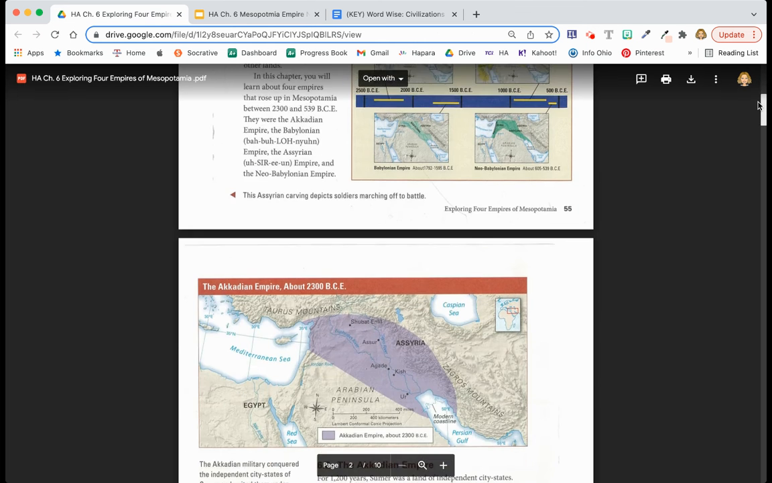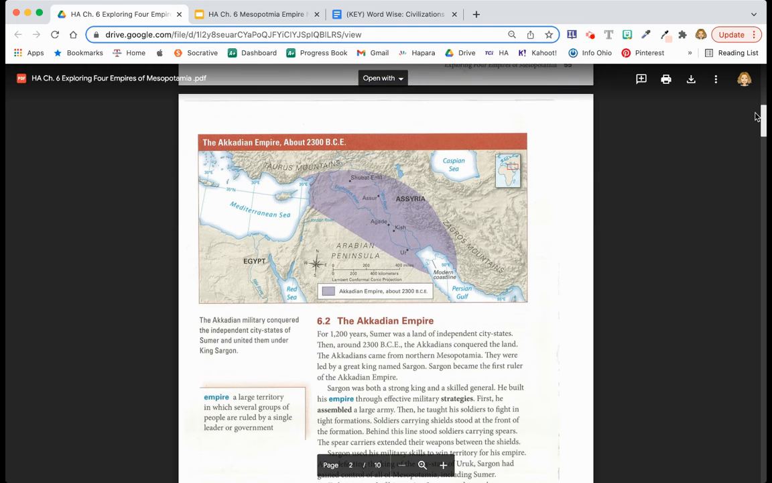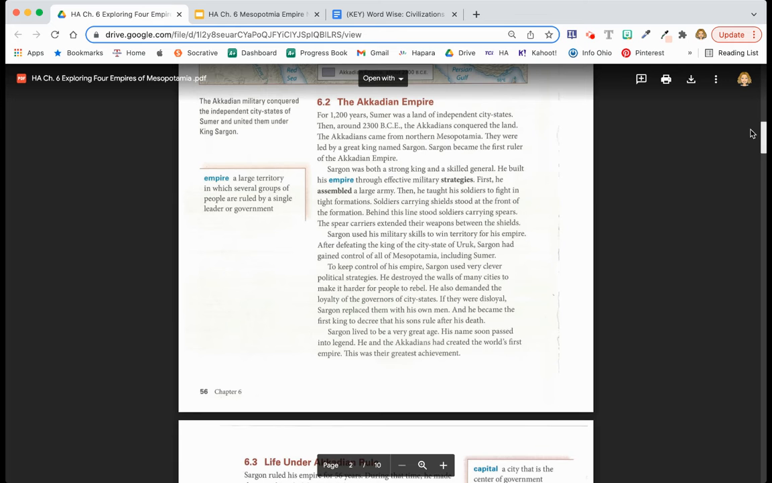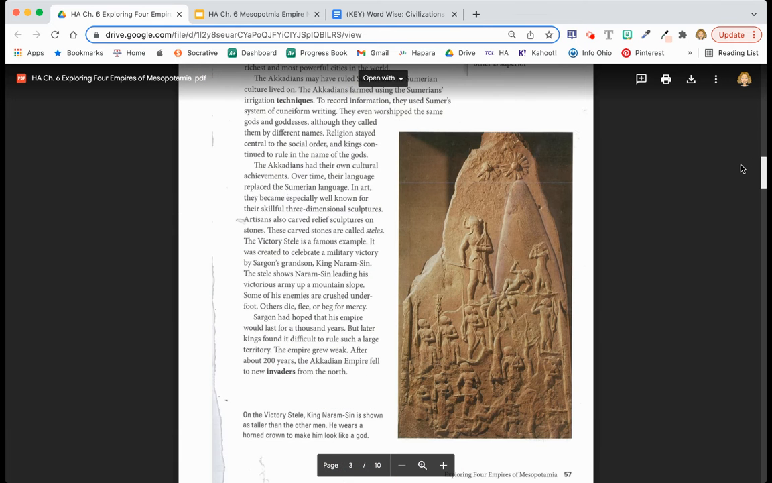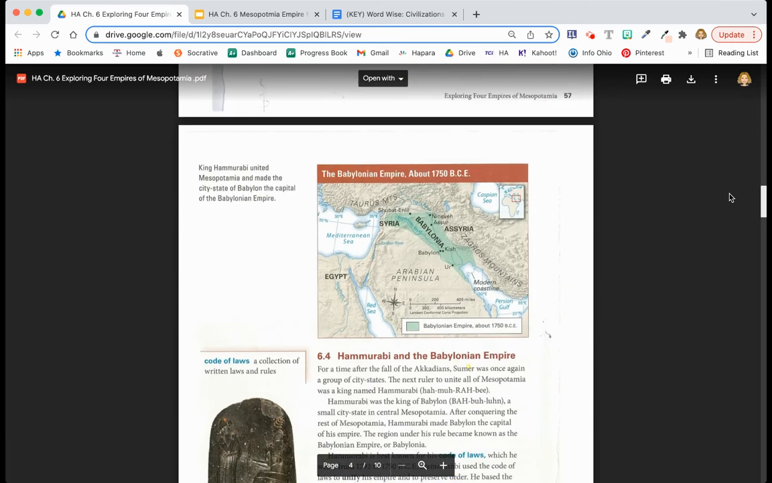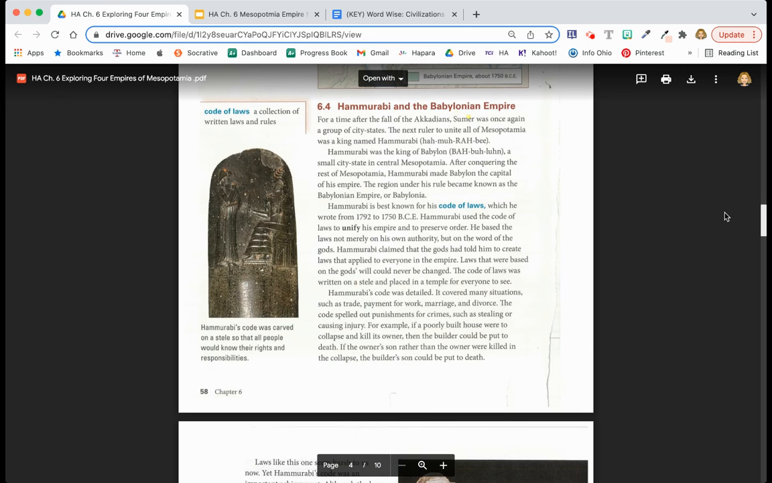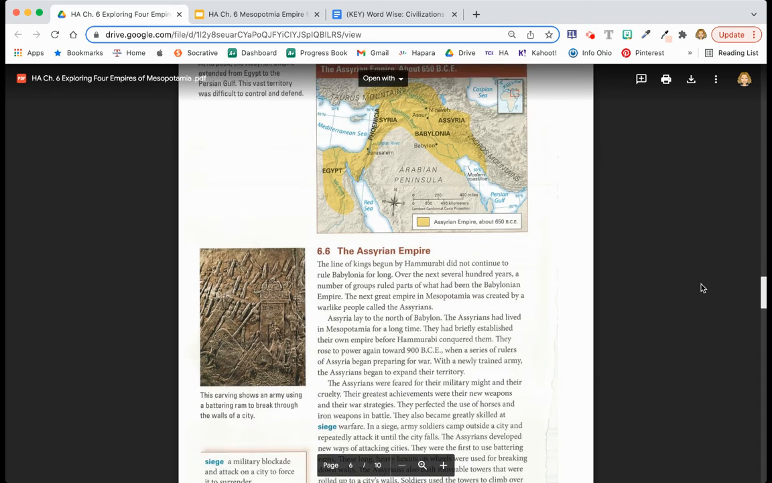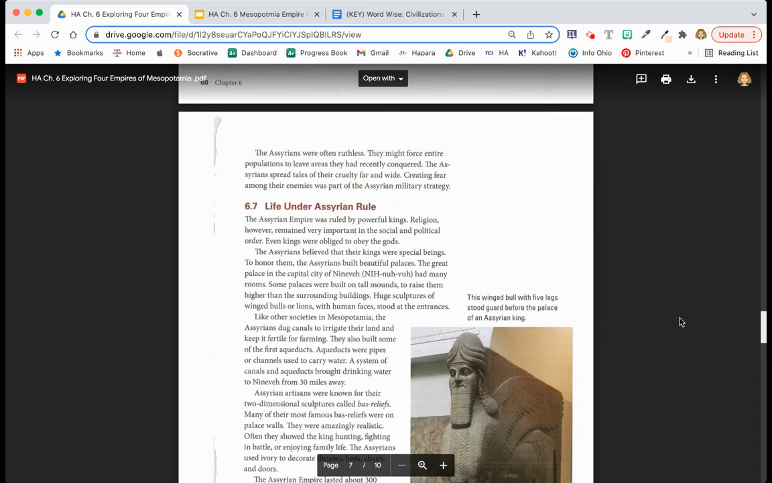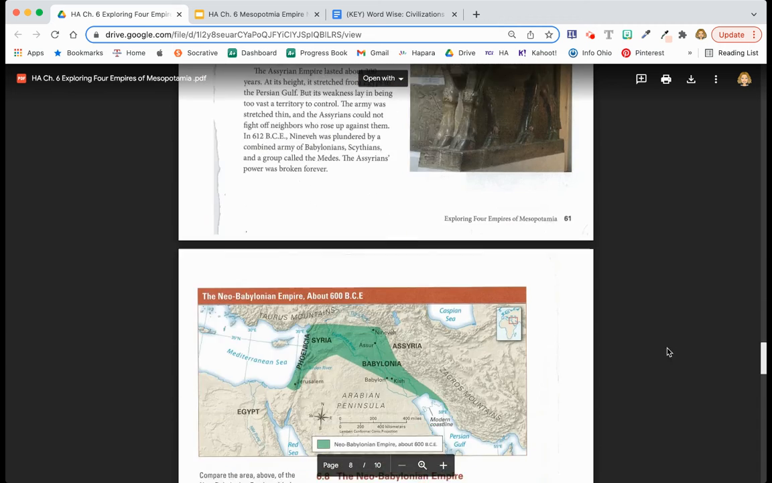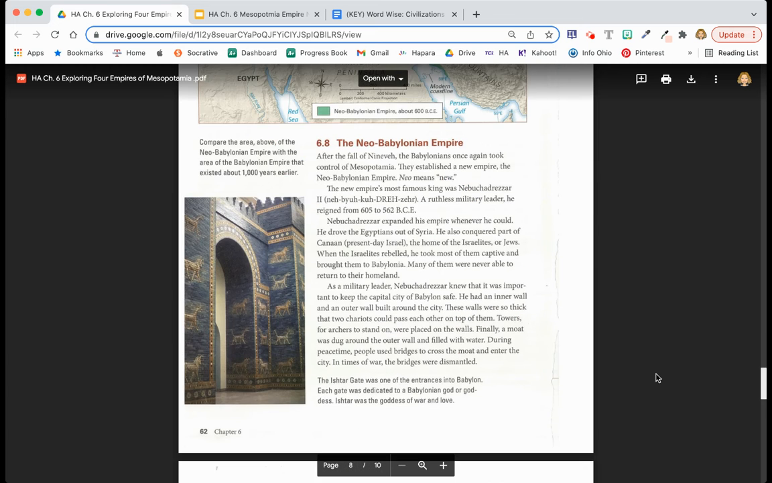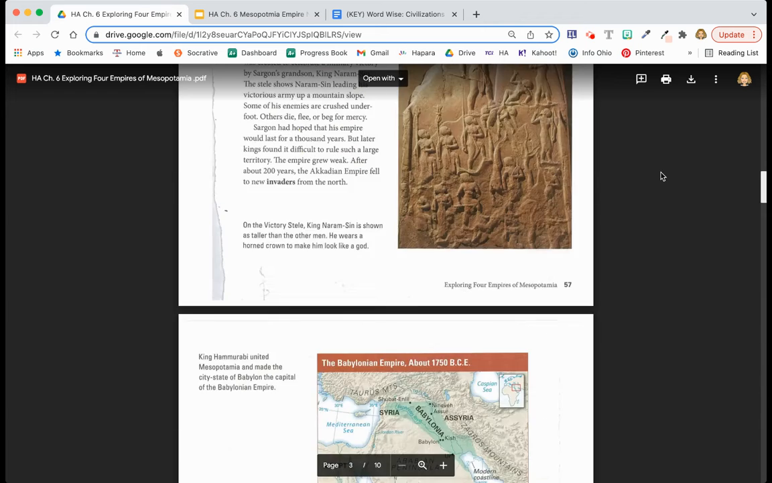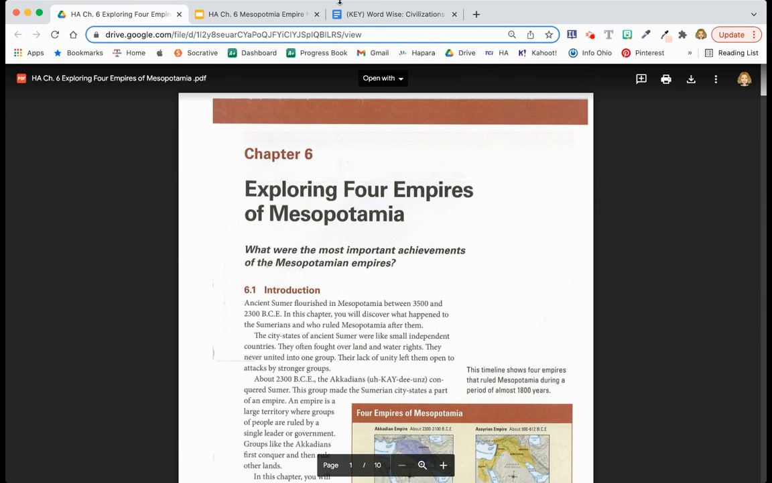So if you keep scrolling in the chapter that's attached on Google Classroom, the first 2 pages are about the Akkadian. So if you chose the Akkadian, you'll read page 56 and 57. If you chose the Babylonian, you'll read pages 58 and 59. If you choose the Assyrian, read pages 60 and 61. And if you choose Neo-Babylonian, read page 62 and 63. After you've done the reading, start to fill in the slides.